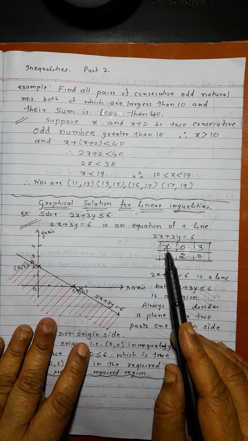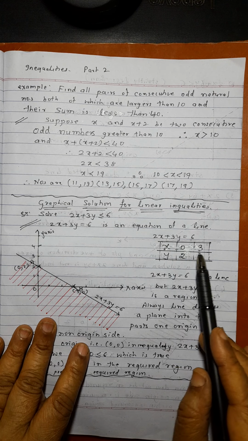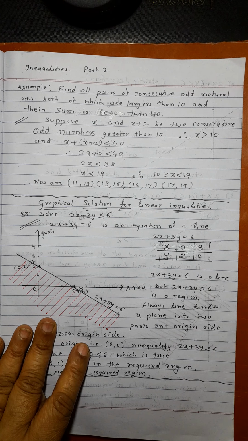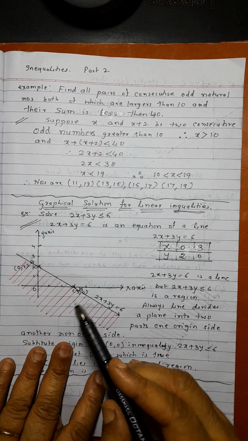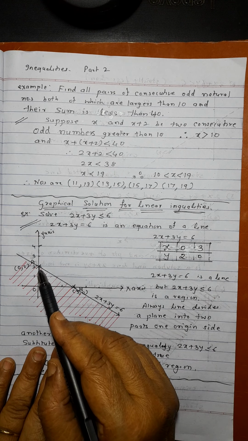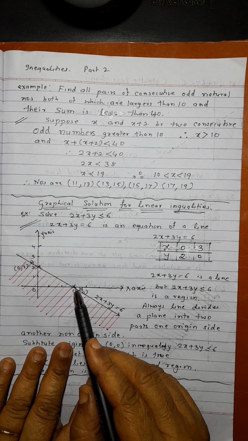In this, if I put x equals 0, y will become 2, and if y equals 0, x will become 3. This is the easiest thing. You put x as 0, then y as 0, and it will be very easy. So when x is 0, y is 2, so this point I got. And when y is 0, x is 3, so this point I got.